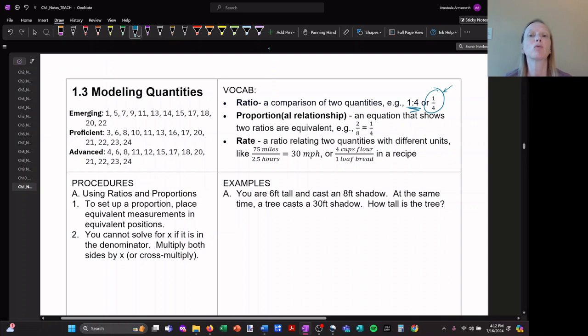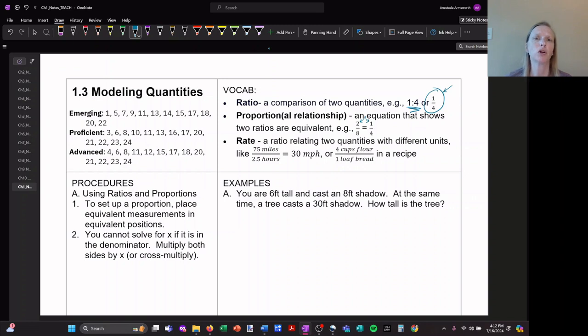A proportional relationship, which is sometimes just called a proportion, is an equation that shows two ratios are equivalent. For instance, hopefully you all know that 2/8 means the same thing as 1/4, so that's a proportion. Those are equivalent ratios.